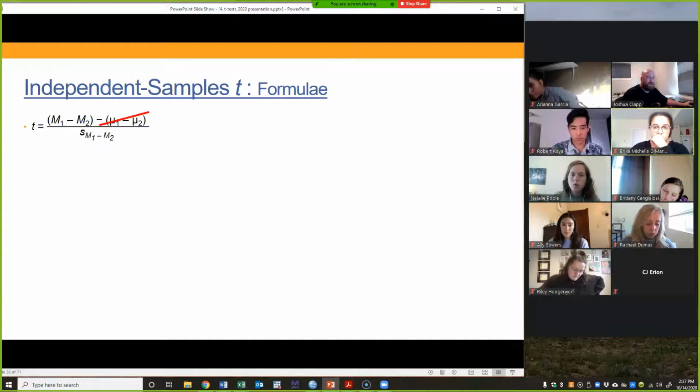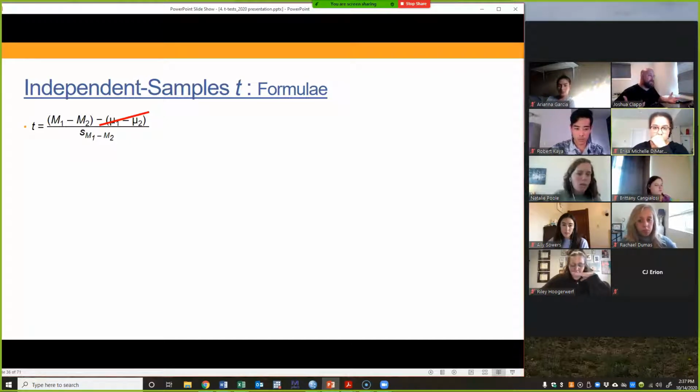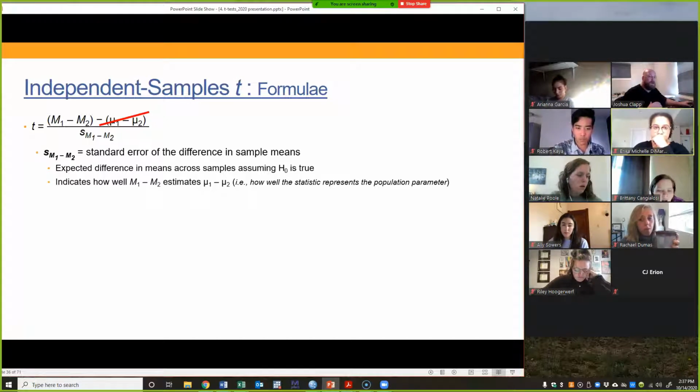And so again, what we've got is the observed difference that we're seeing over how much we would expect it to jump around just based on random variation. And if the difference that we're seeing is much greater than what we would expect just based on random variation, we're going to have a large test statistic, more likely to reject the null hypothesis here. Okay. Now, down here, our standard error starts to change a little bit for our independent sample t-test. Our standard error we're calculating here is the standard error of the difference in sample means.